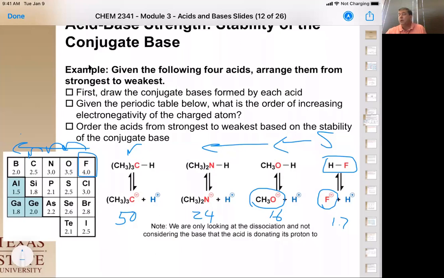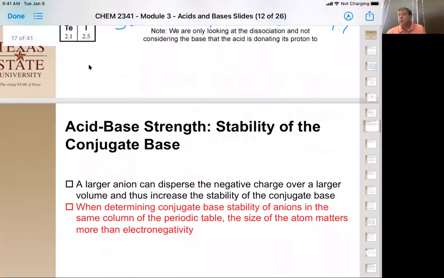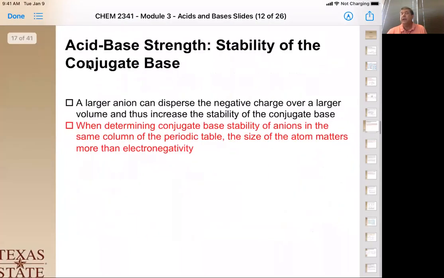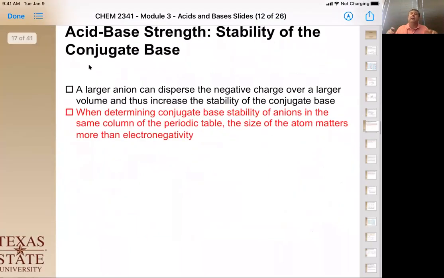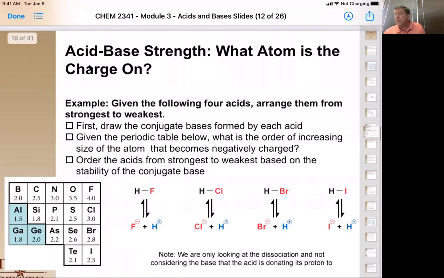Okay, so let's look at that in another way though. The other way to do it is a large ion can spread that negative charge over a larger area or volume, and therefore that also makes it more stable. So that means the size of the atom matters more than the electronegativity of the atom in this system, because as you get a bigger and bigger volume, it becomes more and more stable. So how do we demonstrate that? Well, let's look down the column here.